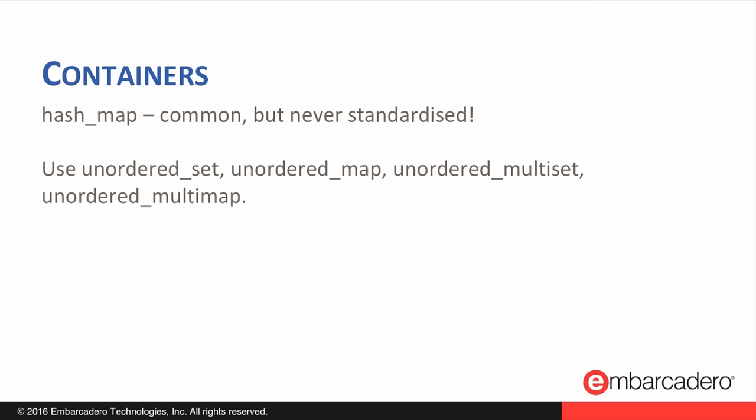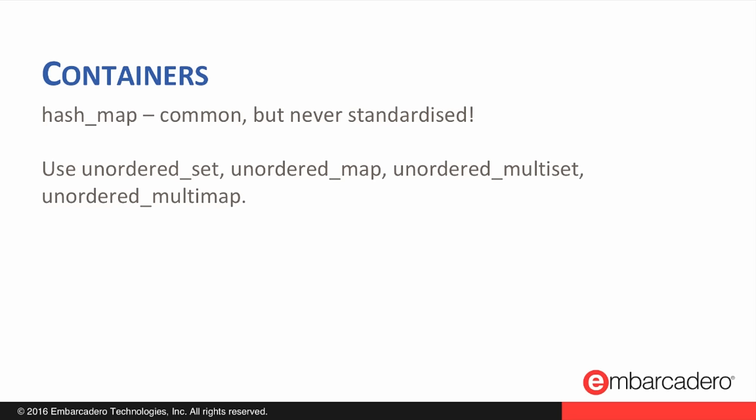C++11 standardizes these and adds unordered_set, unordered_map, unordered_multiset, and unordered_multimap. Depending on your data types and needs, you can choose between map and a hash map, that's up to you, but you should prefer the standard types over the older, non-standard ones.